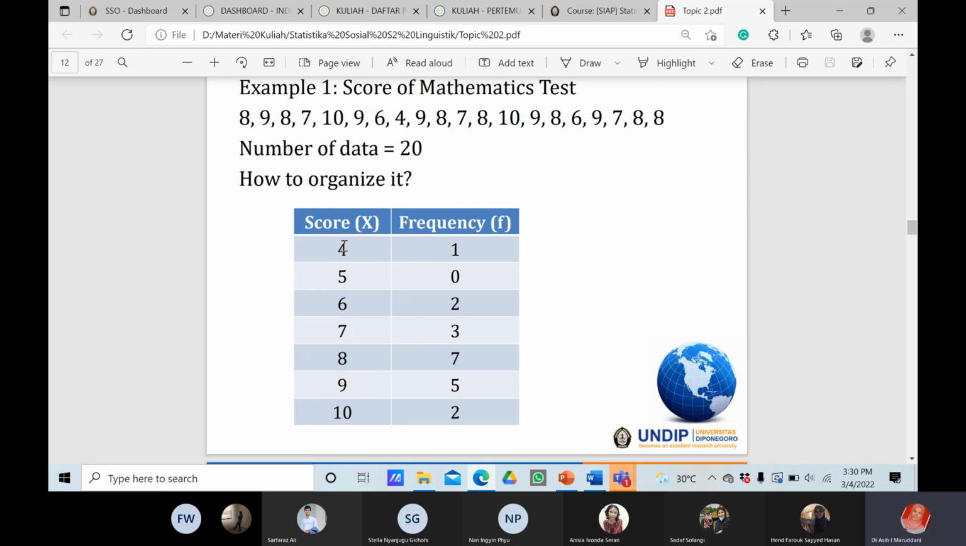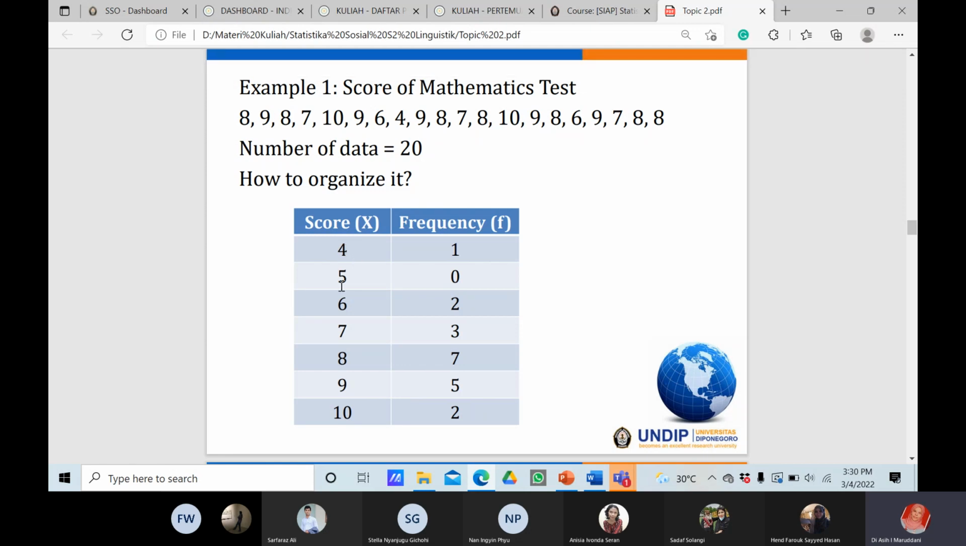Then we have to place all the scores in each row: 4, 5, 6, 7, 8, 9, 10. You can start with 0, 1, 2, 3, but I think it's not useful for this frequency distribution. But you okay, Hen?